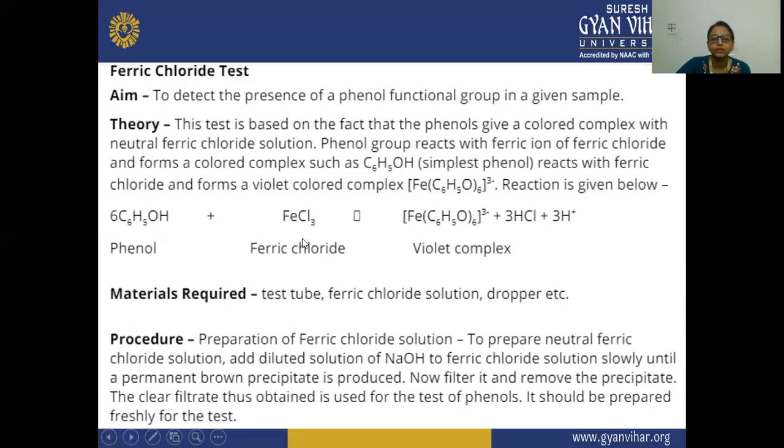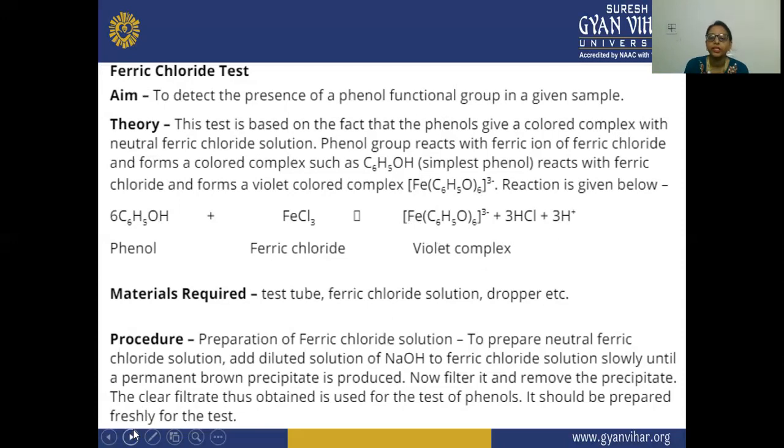This is your complex. This is your violet complex. Fe is the ferric ion. The ferric ion from the ferric chloride reacts with the phenol and gives a complex, your violet complex. And here we are also getting HCl and the hydronium ion, that is your proton also.